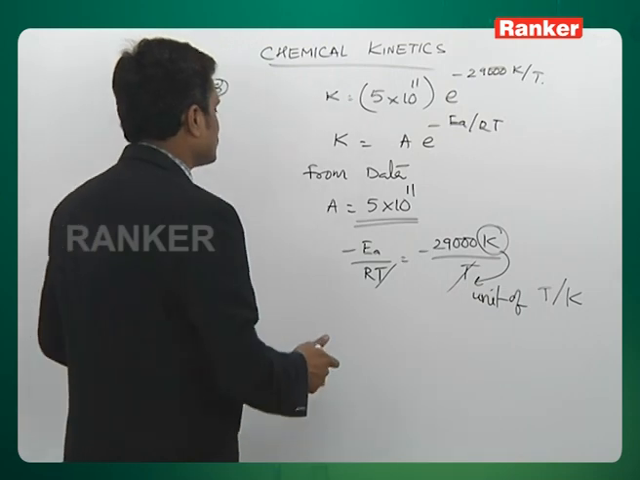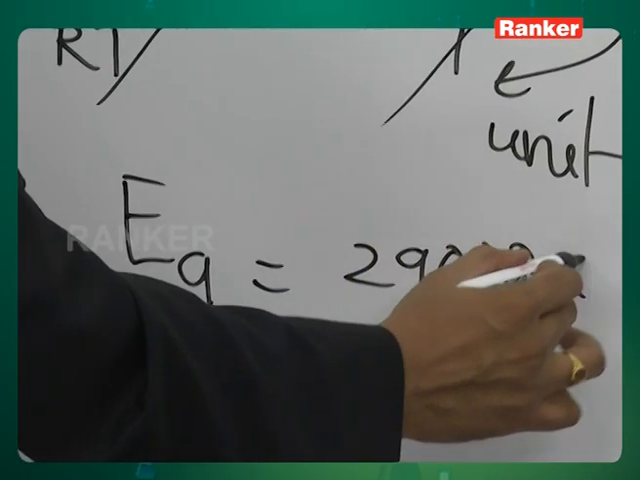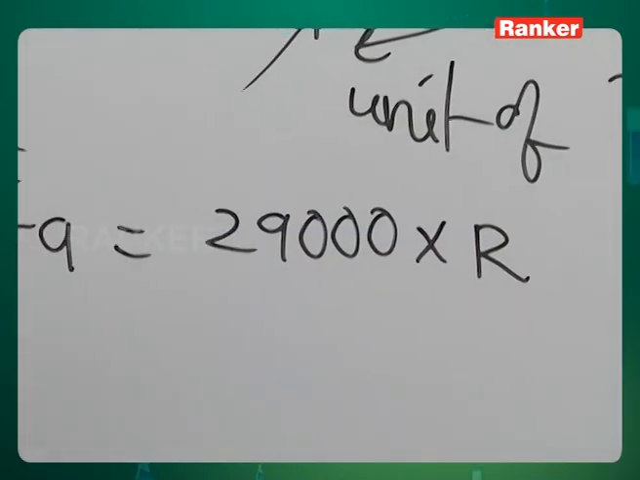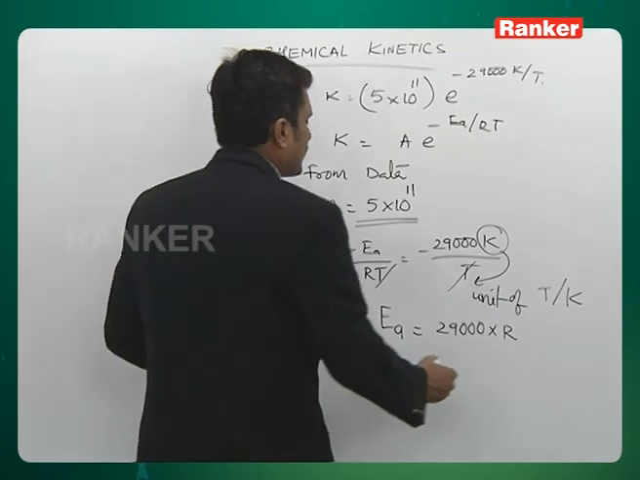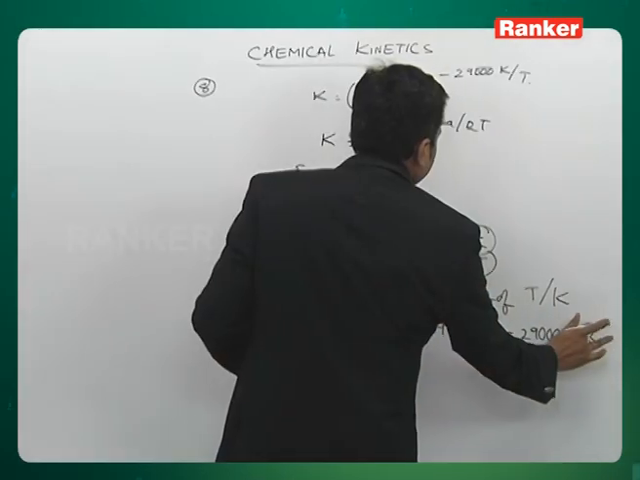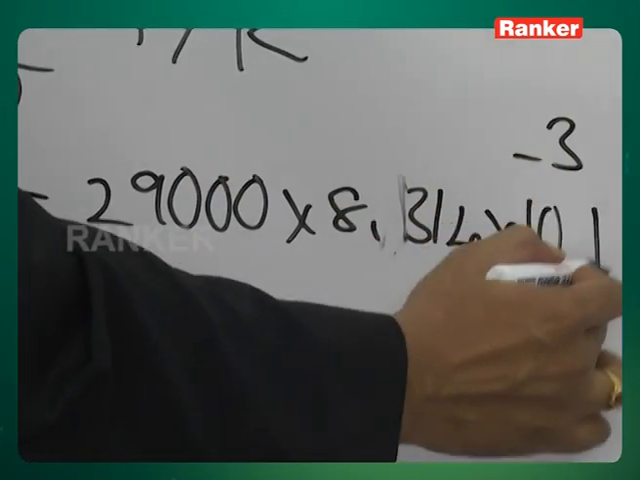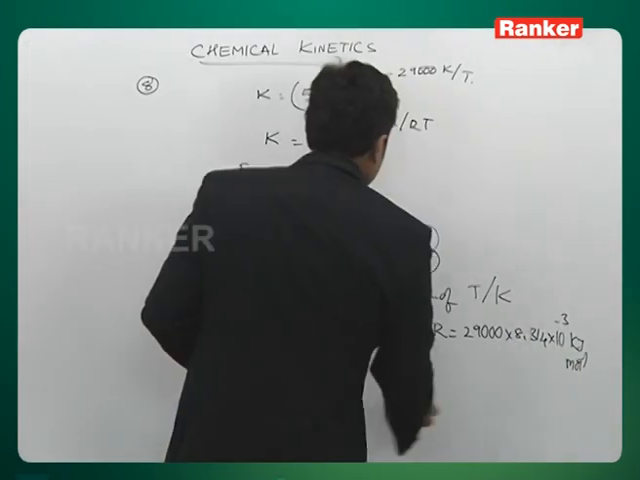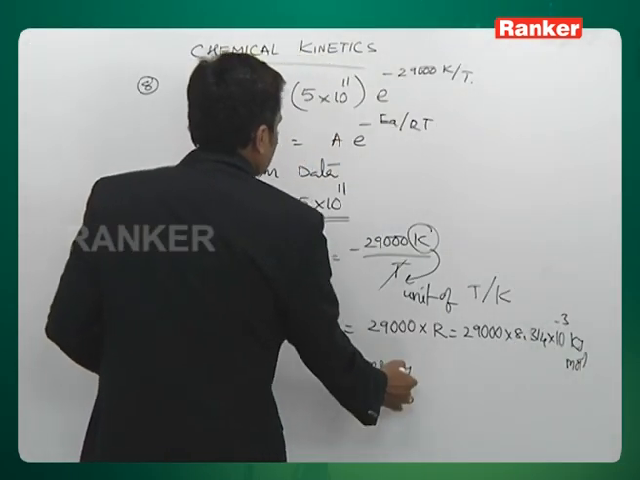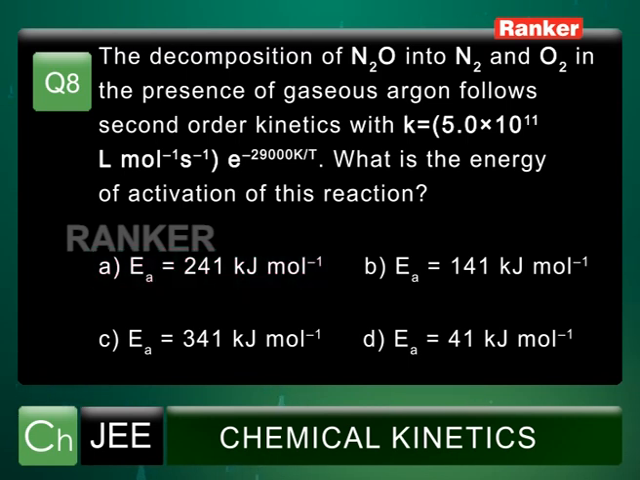At times excess information or confusing data will be provided to us. So as I told you, depending upon the units of this R, you are going to get your answer. This time I am going to take R as 8.314 into 10 to the power minus 3 kilojoule. So when I substitute this in kilojoule per mole, I am going to get my answer. I mean to say, when I substitute the value here, the answer for this question is 241 kilojoule per mole. That is option A is correct for the given question.